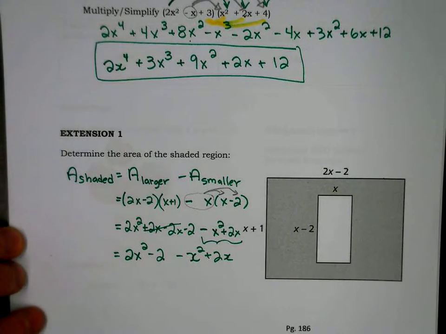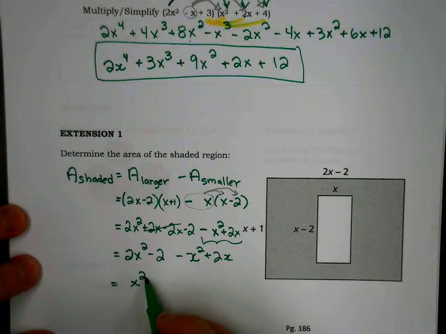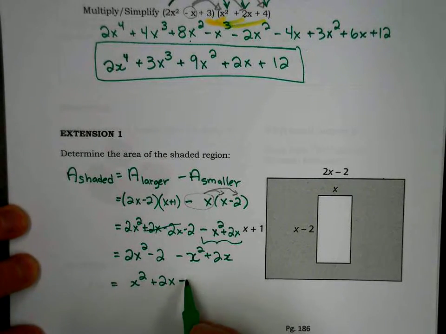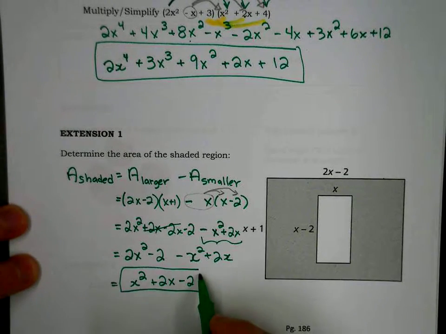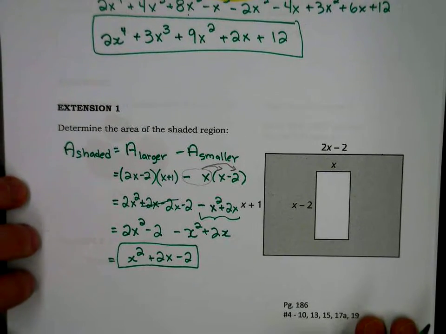Tidying this up gives us a 2x squared minus an x squared is an x squared. Positive 2x is the next term in descending order. And then lastly, there's a negative 2. And this is the variable or algebraic area of the shaded region.